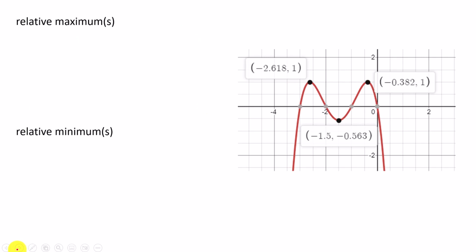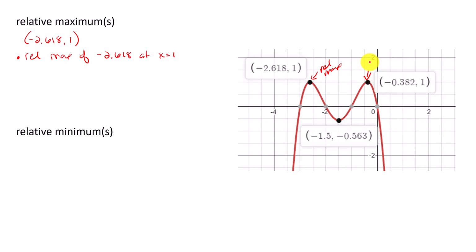Okay, I want you to take a minute and look at your graph and find your relative maximums and your relative minimums. Okay, this is a relative max. So the coordinate for that is -2.618, 1. And again, we can say I have a relative max of 1 at x equals -2.618. So I'm showing you both of these on this video, but you're only going to write it as a coordinate if I specifically ask for the coordinates. Otherwise, you're going to write it like this, okay?